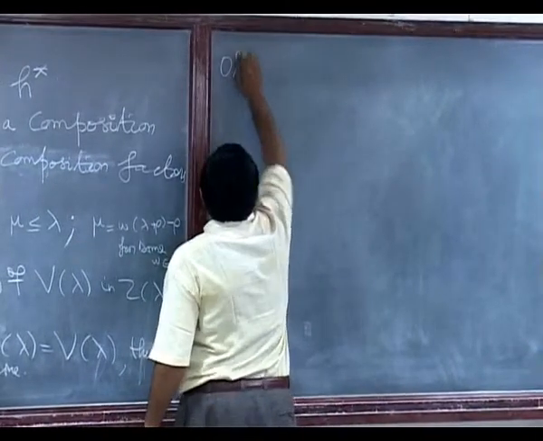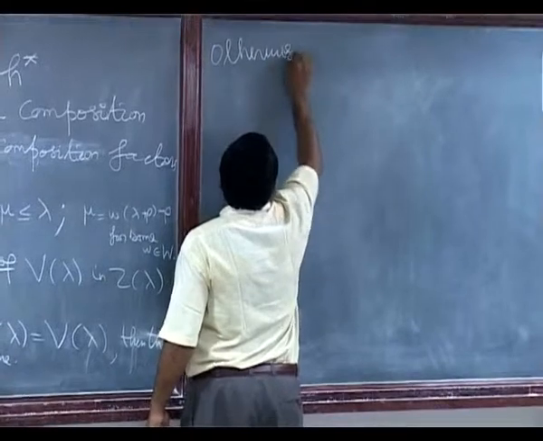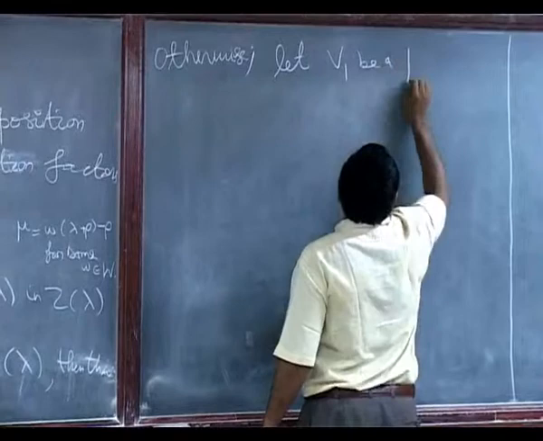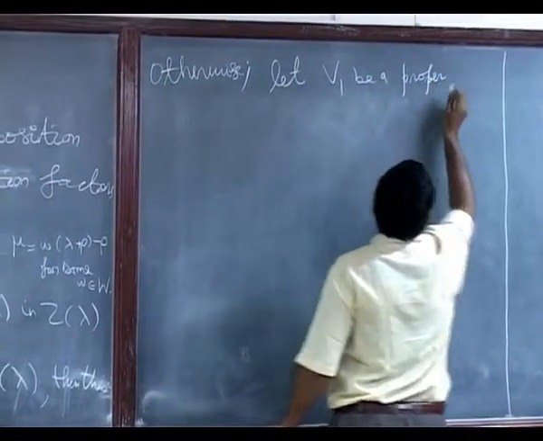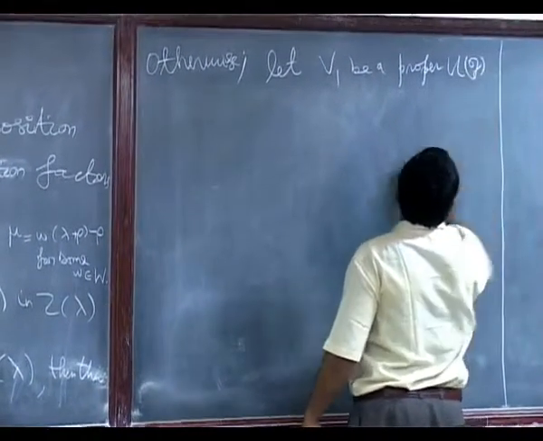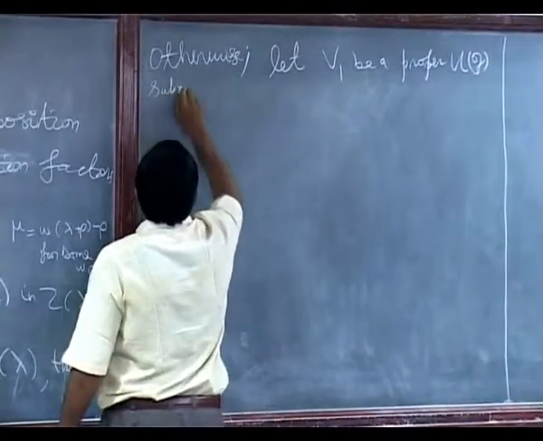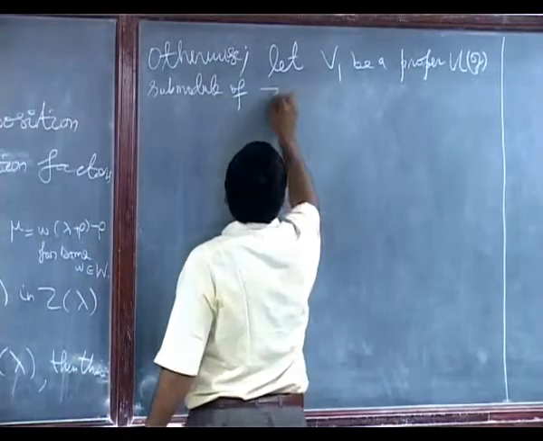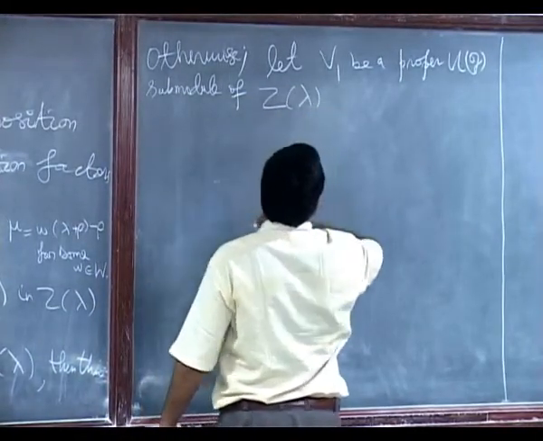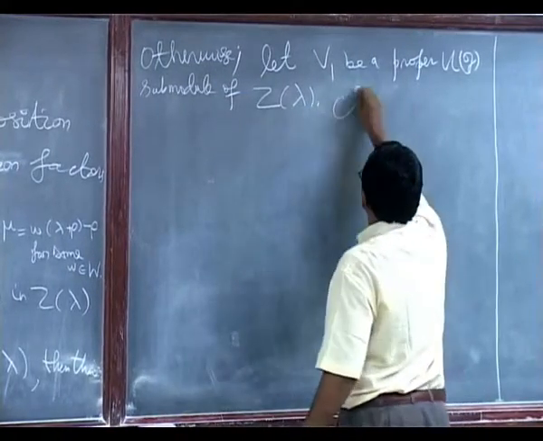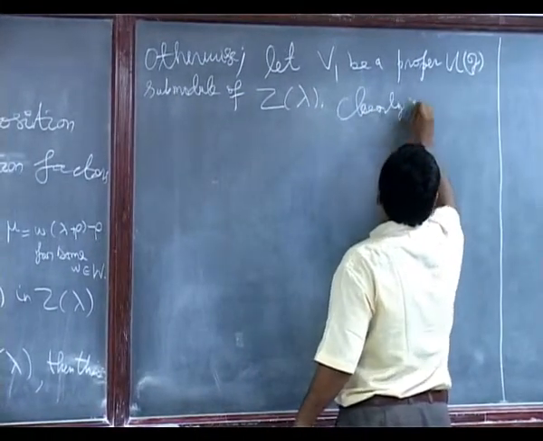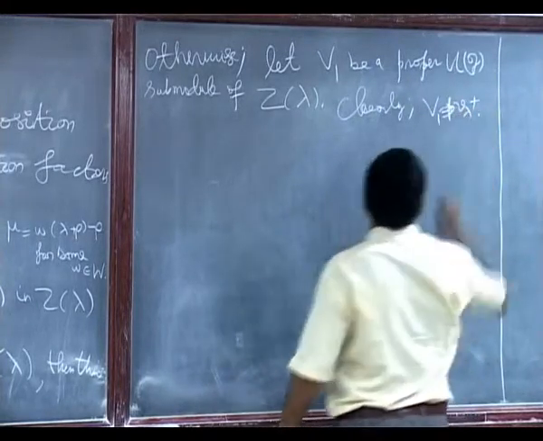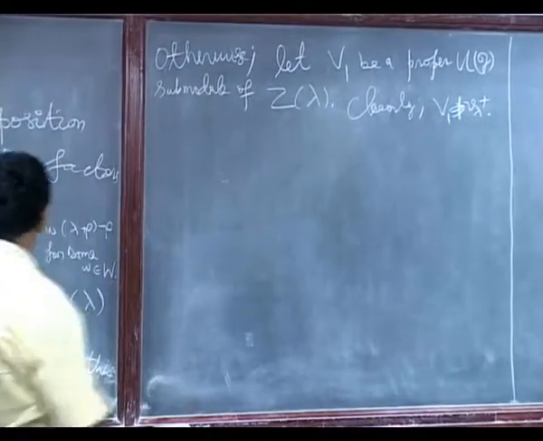Otherwise, let V1 be a proper U(g) submodule of Z lambda. Clearly, I mean, so once it is proper, clearly V1 cannot contain it. Yes, it cannot contain, because otherwise it will be the whole thing by cyclicity.